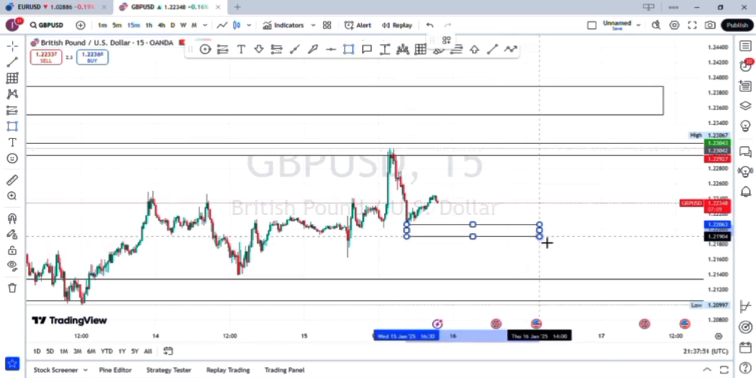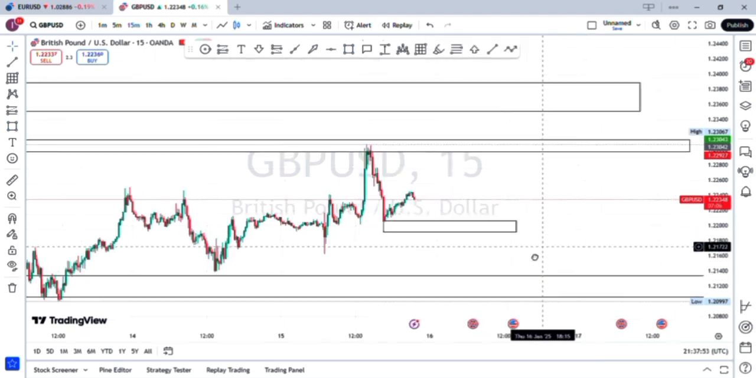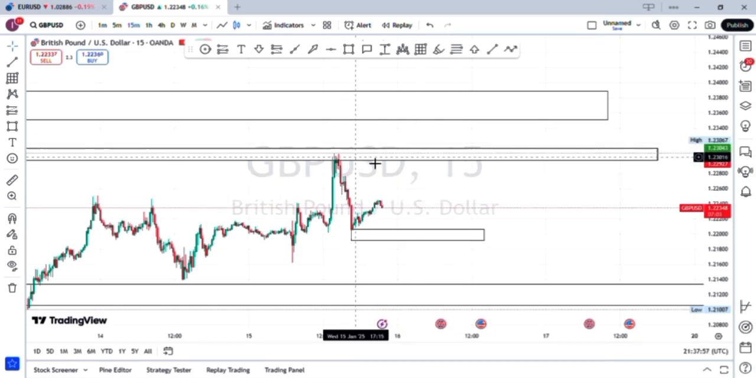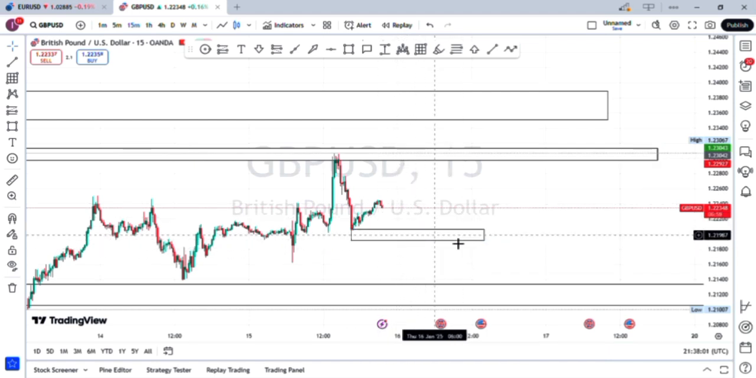We have our low right here, guys. So right here on the 15 minutes, as you can see for GBP/USD, I have identified the recent high, which was marked out on the 4 hours time frame, and this is the recent low, which I just marked out right here.